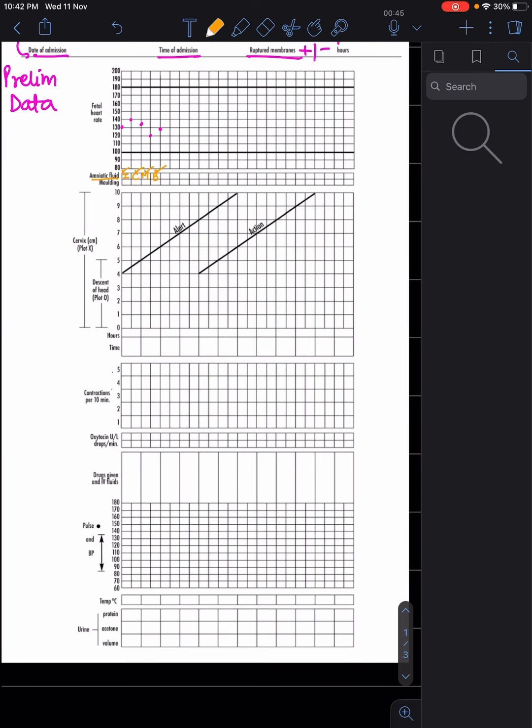Coming to molding. Now, if molding is supposing present, you'll write plus. If it is absent, you'll write minus, right? And depending on the degree also, you'll be writing. If it is only first degree, it is plus. If it is 2 degree, it is 2. And if it is third degree, you'll plot 3 of these, right? So that is how you'll be plotting molding. Now we have finished fetal heart, amniotic fluid and molding. So we have done this part.